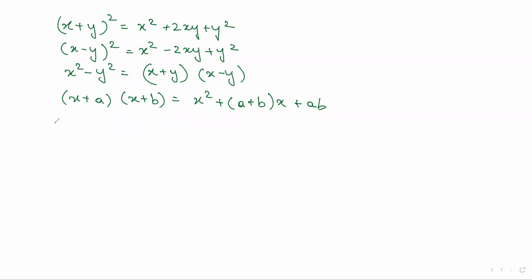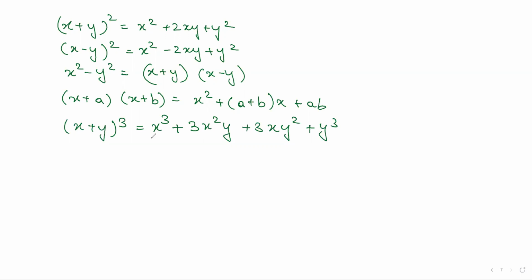Now, apart from these, there are four additional formulas introduced this year. (x + y)³ is equal to first term cube plus 3 times first term square, second term, plus 3 times first term, second term square, plus y cube. That is, x³ + 3x²y + 3xy² + y³.